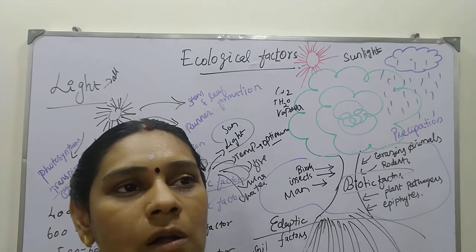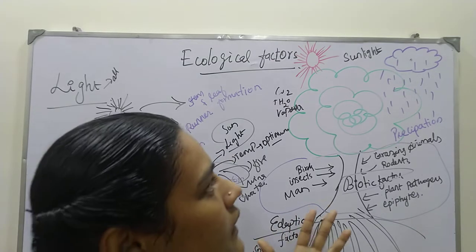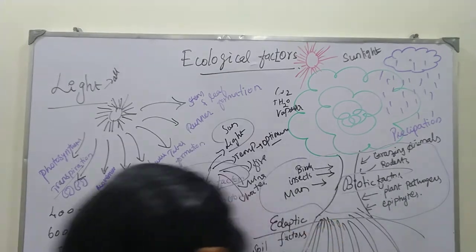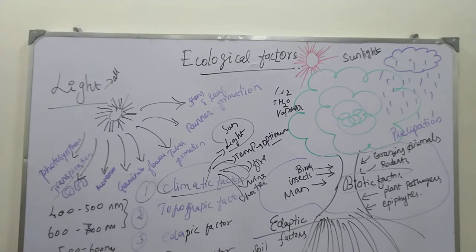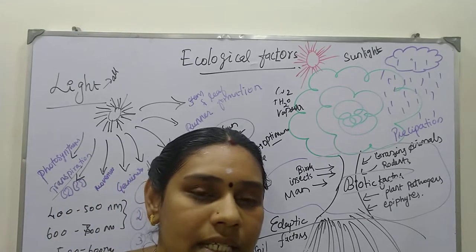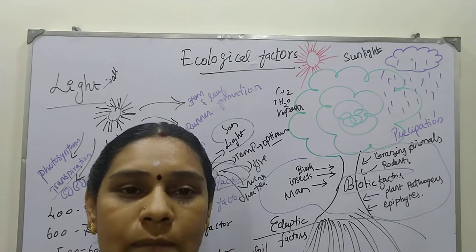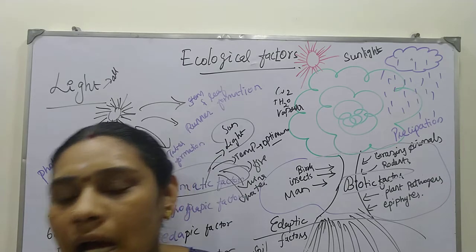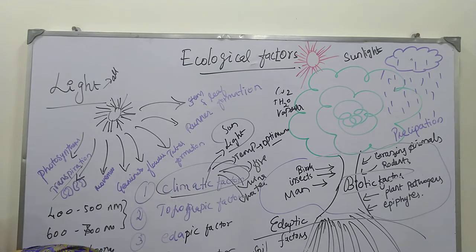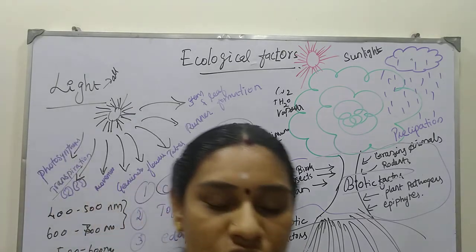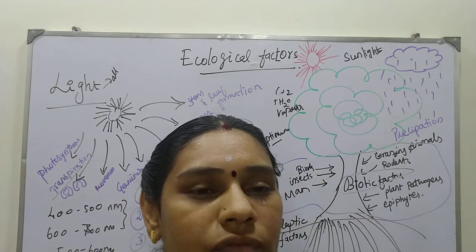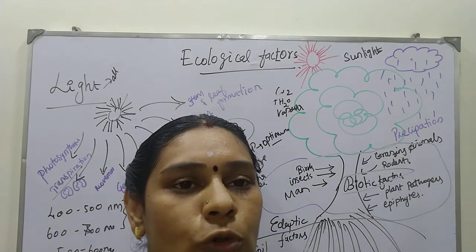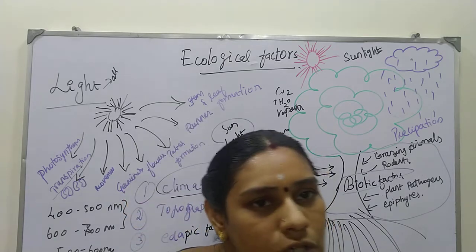Okay, and also this temperature-based classification, based on the thermal tolerance of the plant, is again classified into two types, that is eurythermal and stenothermal. What is called eurythermal? Eurythermal is nothing but the organism which is able to tolerate a wide range of temperature, and it is called eurythermal.